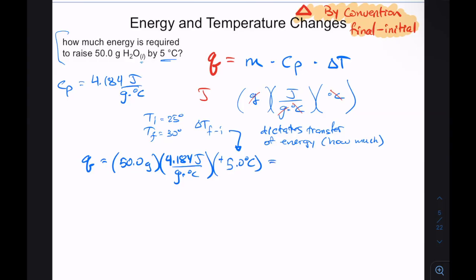Okay, so if you do a calculation on this, I get 1,046 joules, it's a positive number. If I want to express that in kilojoules, I could. Let's see what the delta H of this is. This is Q. If I want to know what delta H is of this reaction, I need to know how many moles of material were contained in that 50 grams of H2O. So let's do that. We had 50 grams of H2O. The molar mass of H2O is 18.015 grams per mole.